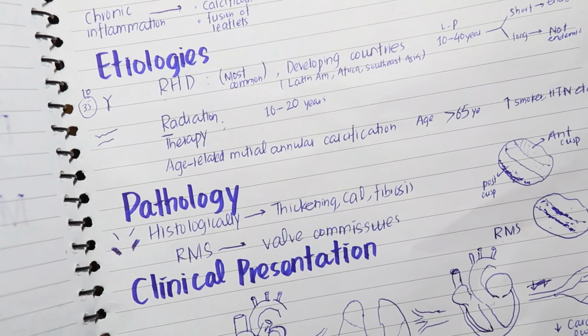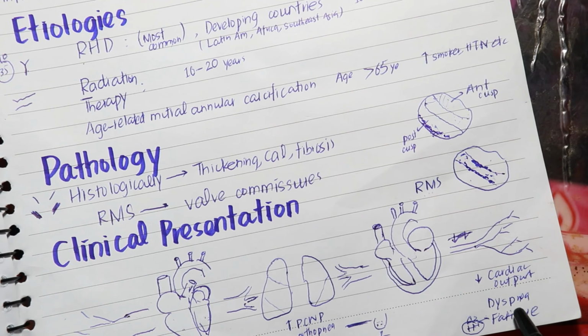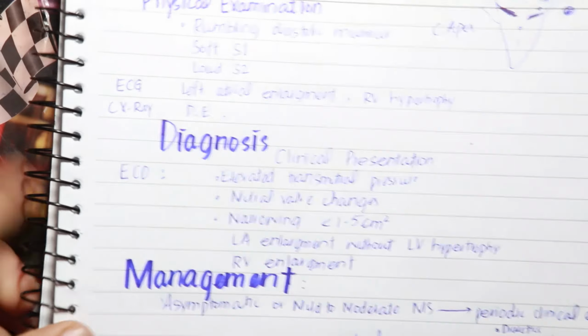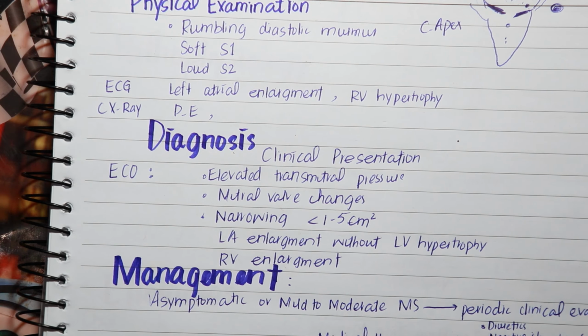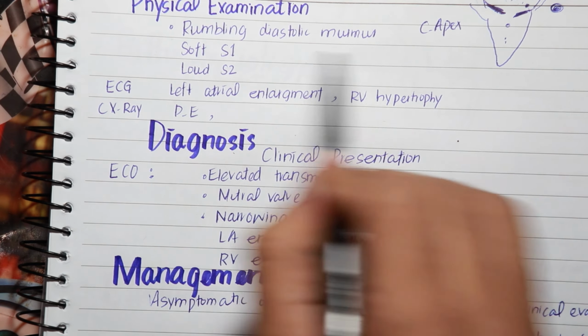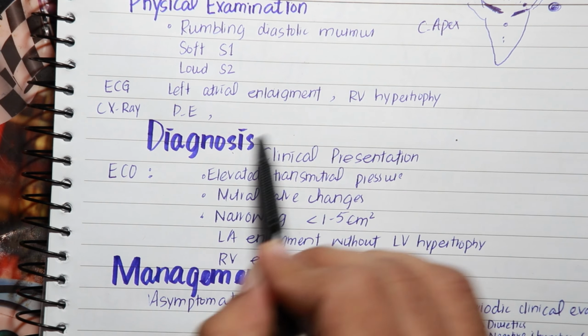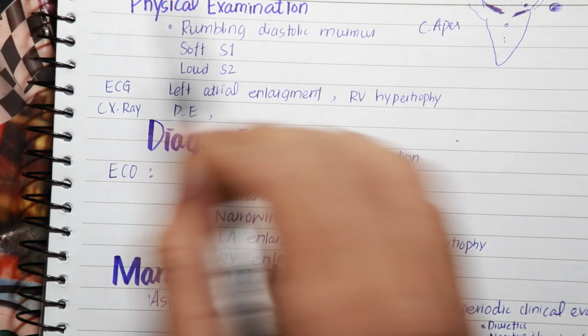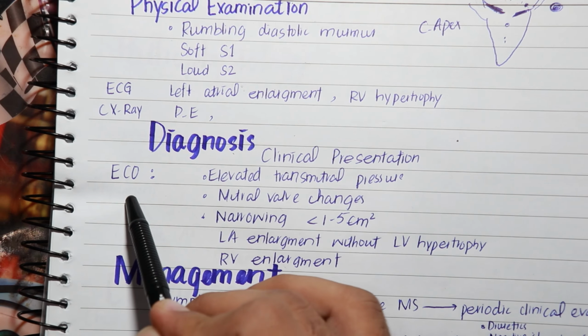Suppose a patient presents to you saying that he is feeling fatigue, dyspnea, or any of these symptoms. Your doubt will go toward heart disease. So what you do is auscultation. On auscultation you find this. So it is based normally on clinical presentation, all these findings we have studied, plus echocardiography.